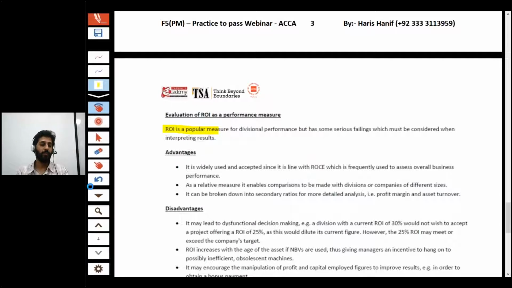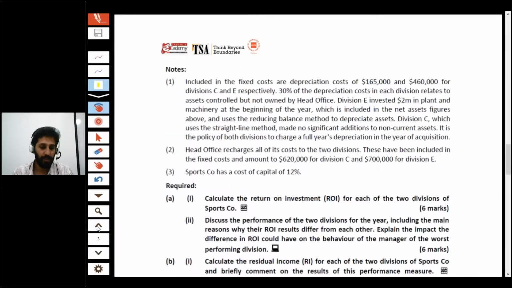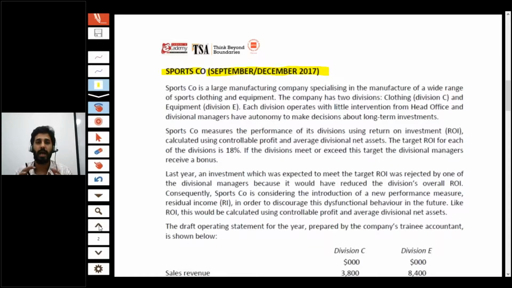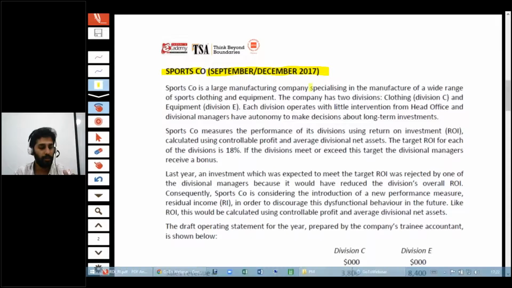But before starting with this formal question, I am explaining that this question is a mixture of calculation and theory. So I will be facilitating you for both things, whether it is theory or the numerical question.